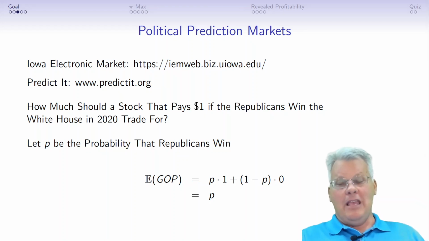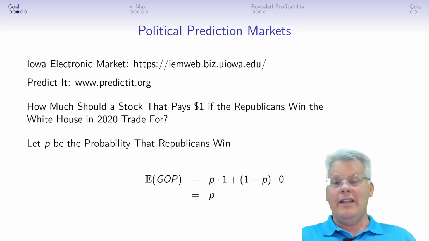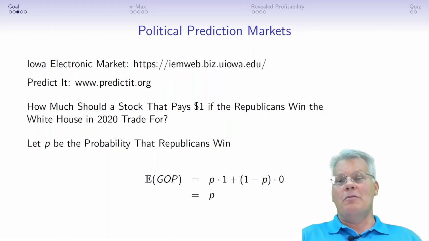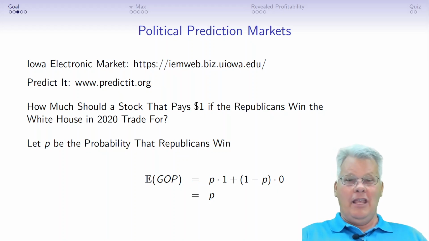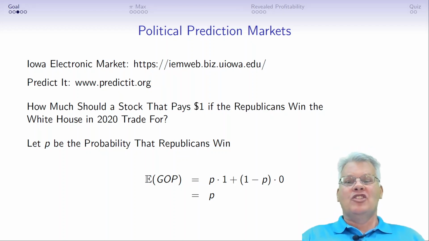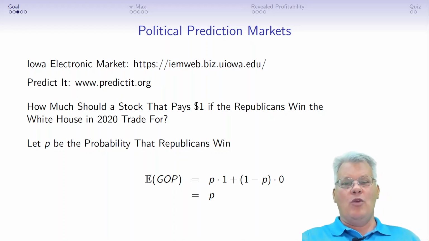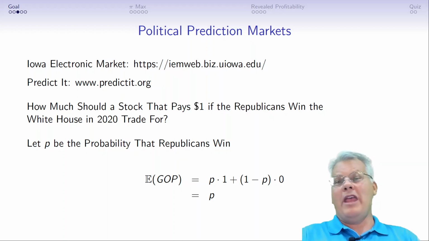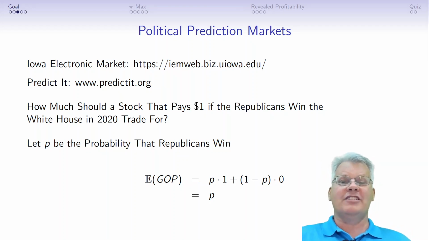State 1 would be if the Republicans won. State 2 would be if the Republicans didn't win. And let P be the probability that Republicans won in 2020. So the expected value of this stock as of January 1st would be, you would take each possible outcome and weight it by its probability of occurrence.